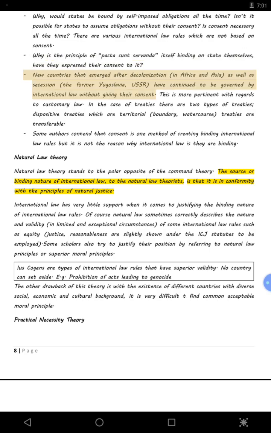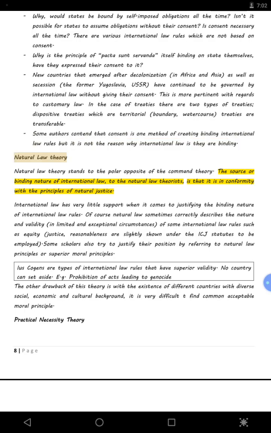New countries that emerged after decolonization in Africa and Asia, as well as after secession, such as the former Yugoslavia and USSR, have continued to be governed by international law without giving their consent. This is more pertinent with regards to customary law. In the case of treaties, there are two types of treaties. Dispositive treaties, which are territorial, boundary and watercourse treaties, are transferable. Some authors contend that consent is one method of creating binding international law rules, but it is not the reason why international law is binding.